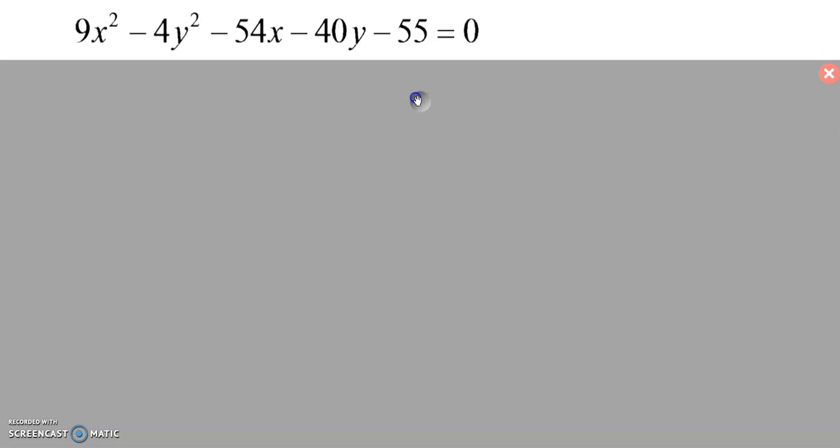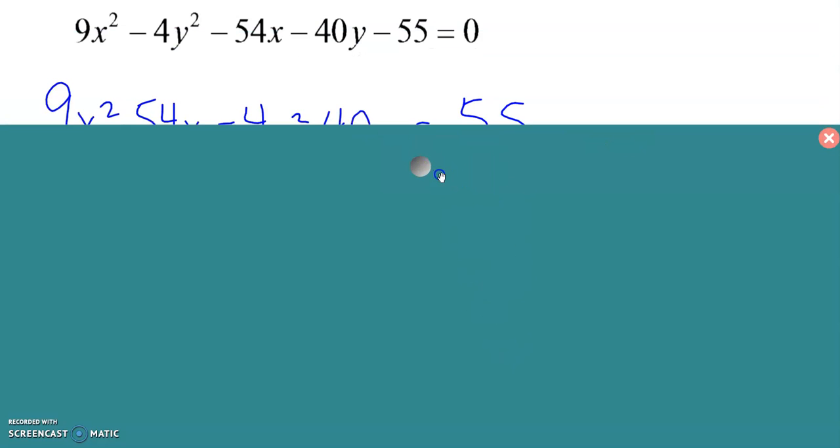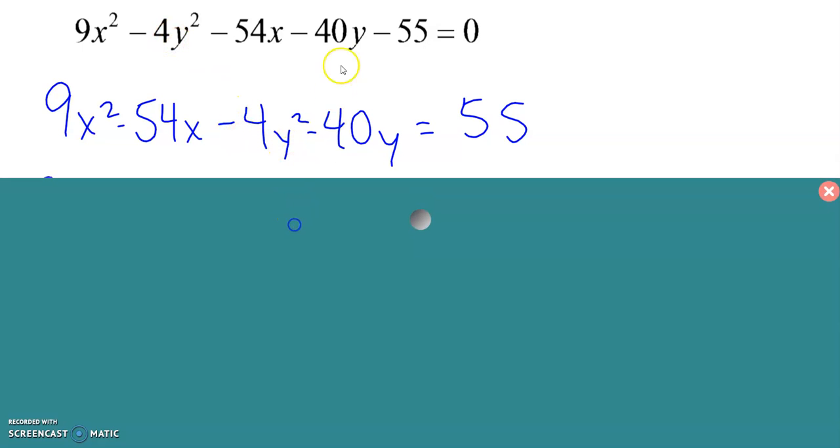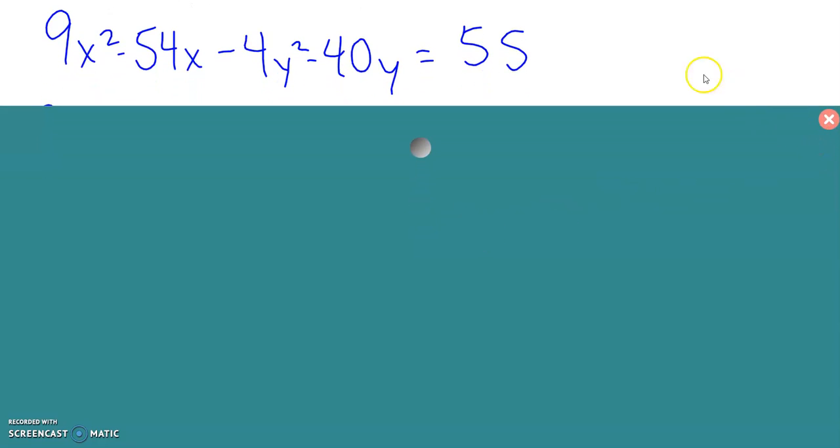So just like an ellipse, I'm going to group the x's together. So I'm going to write 9x squared minus 54x, and then I'm going to group the y's together, minus 4y squared minus 40y, and then I'm going to move the 55 over to the other side. I'm then going to complete the square twice. I'm going to complete the square once for x, and I'm going to complete the square once for y.